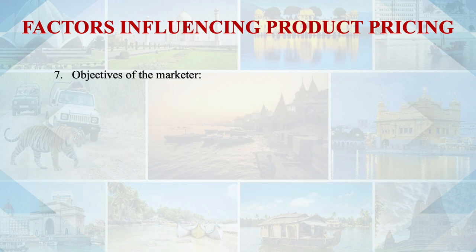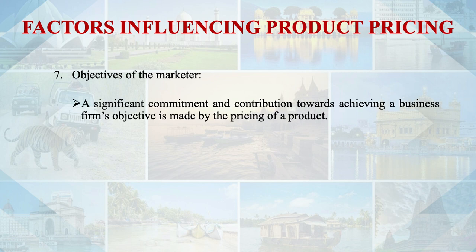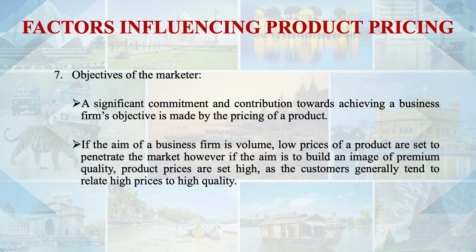The next is objectives of the marketer. A significant commitment and contribution towards achieving a business firm's objective is made by the pricing of a product. If the aim of a business firm is volume, like it wants to play on volumes, low prices of a product are set to penetrate the market. However, if the aim of the business firm is to build an image or premium quality products, prices are set to be high, as the customers generally tend to relate high prices to high quality.